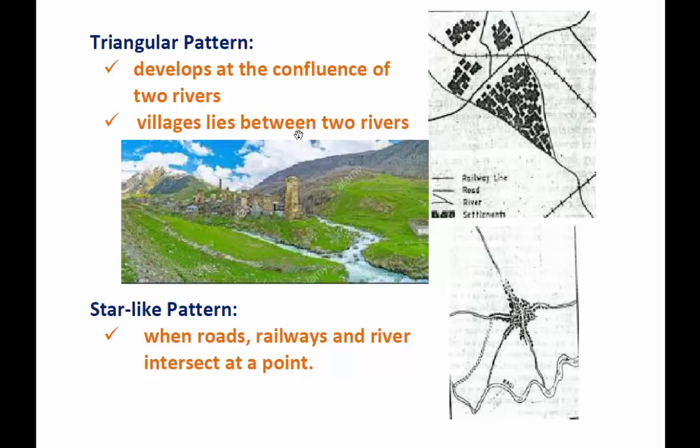Alright, so from this picture, this village lies between these two rivers, which is a triangular pattern of settlement. And sometimes a settlement could also be developed in a star-like pattern when roads, railways or rivers intersect at a point and form a star. So the settlement could develop in this area. That's what we call a star-like pattern. So these are some of the patterns of rural settlement.